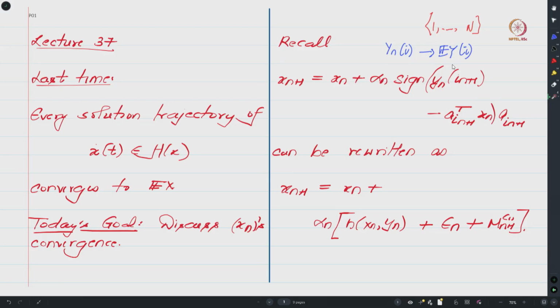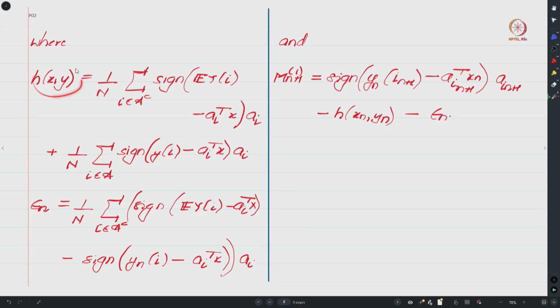You can look at the update rule that we had discussed in the previous class, and I said that this update rule can be rewritten in this form. We can rewrite this as h(x_n, y_n) plus epsilon_n plus M_{n+1}^1, where h(x, y) has this expression with expected value of y, that is this idealized expression, at least for i in the set of non adversaries, and this is the expression that we cannot in some sense control because here i belongs to the set of adversaries. So we said let us define h(x, y) in this fashion.